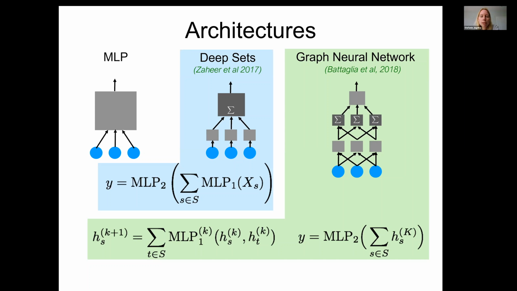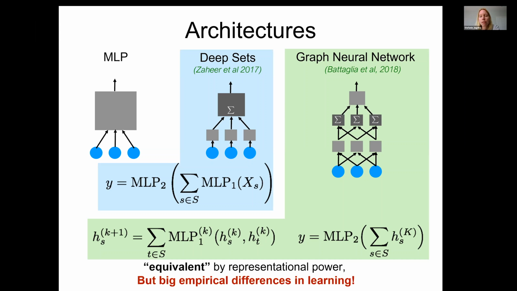So now, if the function you want to represent is permutation invariant, all of these three architectures essentially have the same representational power. But when you do learning with these architectures, you see big differences in the difficulty they have learning these kinds of combinatorial tasks. And what we were trying to do is find a formalization for this phenomenon, which you could call architectural inductive bias, for example.